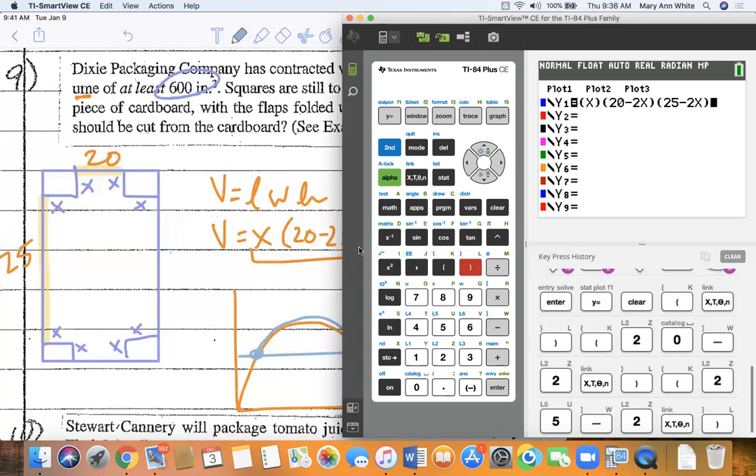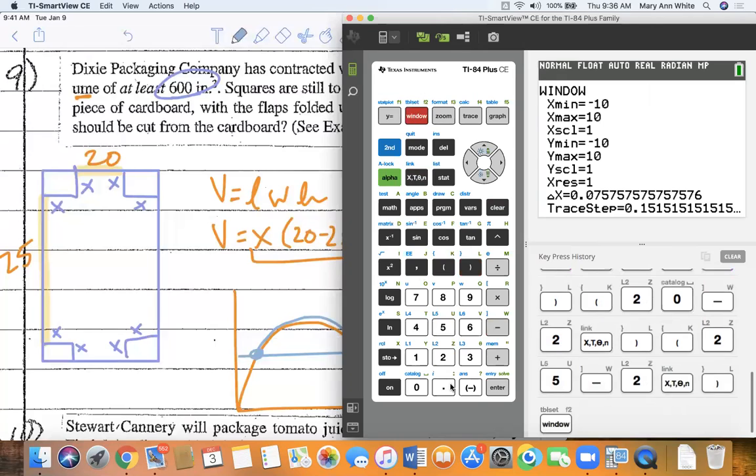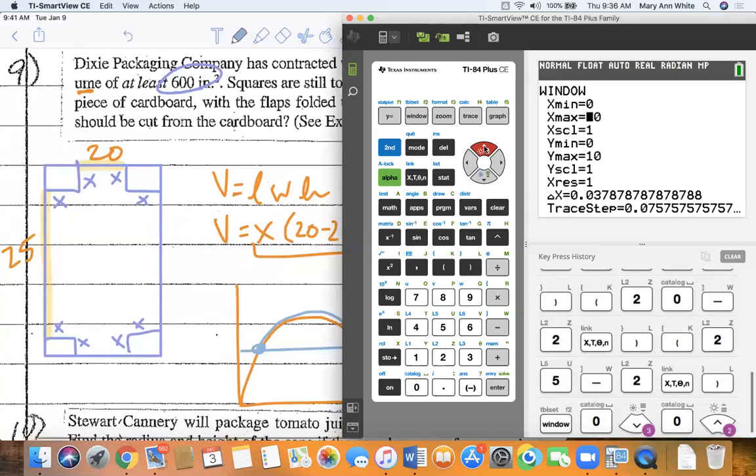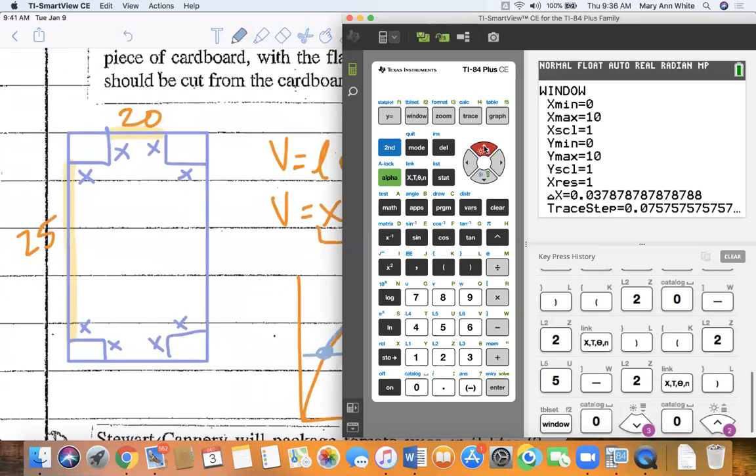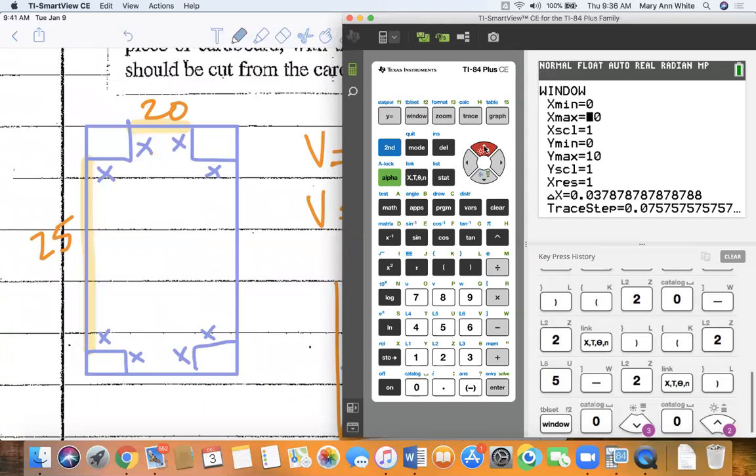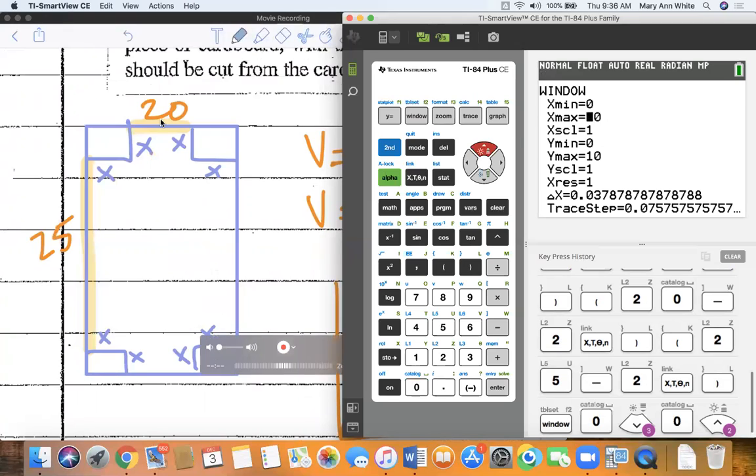All right, now my window is going to be kind of funny. So let's click on the window. We know that we can't have a negative amount that we're cutting off, and we know that we can't have negative volume. So both of my mins are going to be 0. Now, we remember our max x is based on our smallest side. Remember I used to ask you for domain? The domain, or my biggest x value I'm going to get, is the smallest side divided by 2. So I'm going to keep my x max at 10 because 20 divided by 2 is 10.